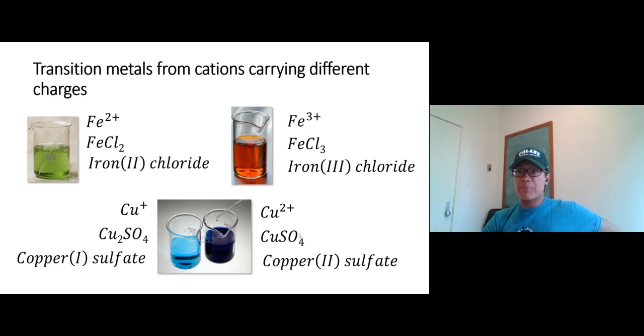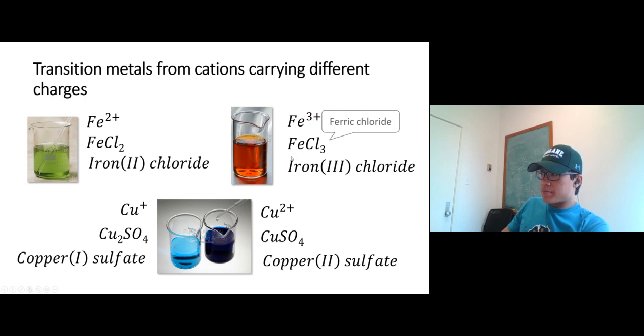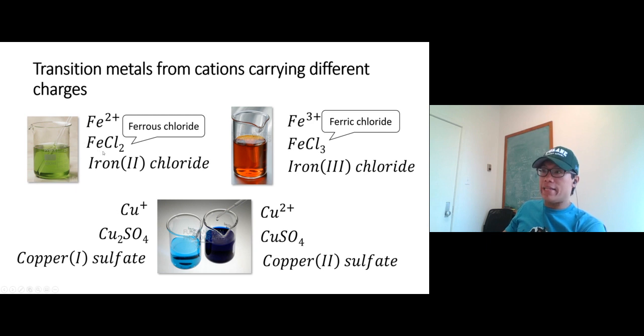The old term, just for your reference. If you hear this, people say this. Iron 3+, which is a common oxidation number of iron, we call ferric. If you still remember, Fe comes from ferrum, which is Latin for iron. So iron 3 we call ferric, so ferric chloride. The iron 2+ we call ferrous chloride.